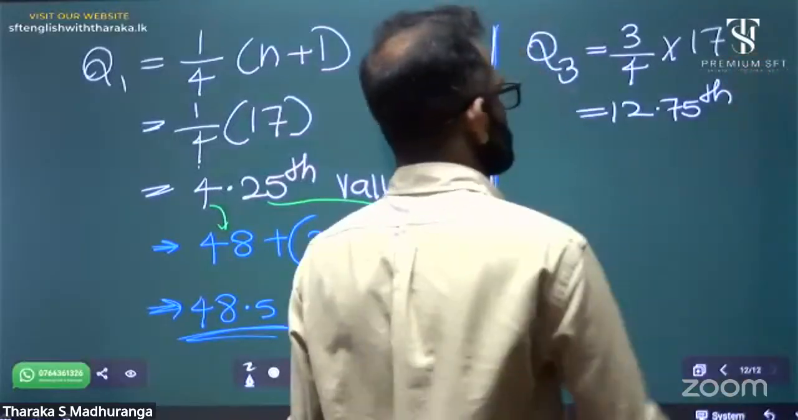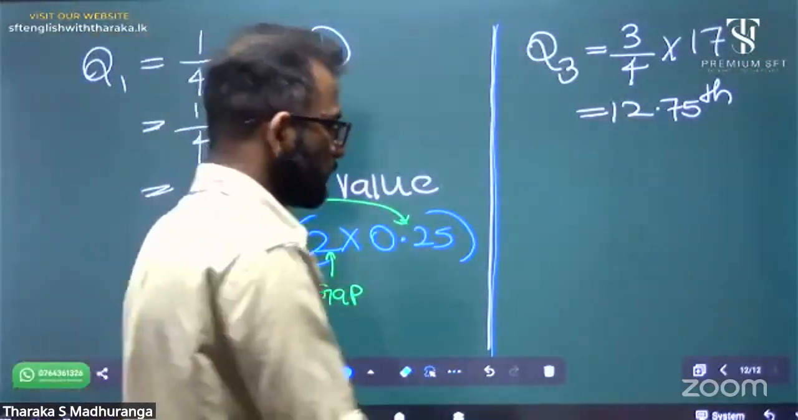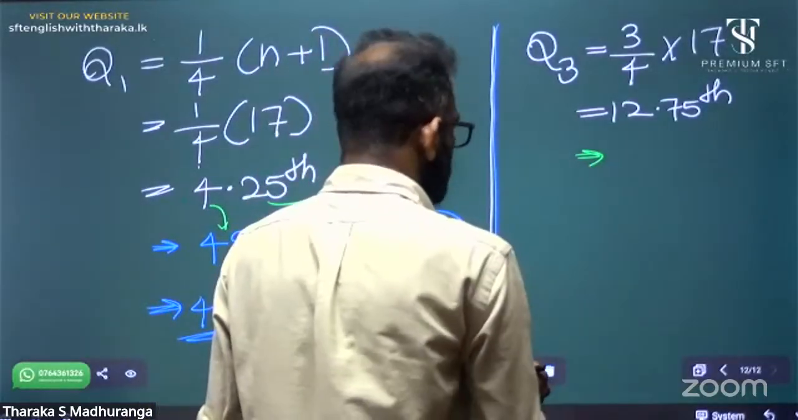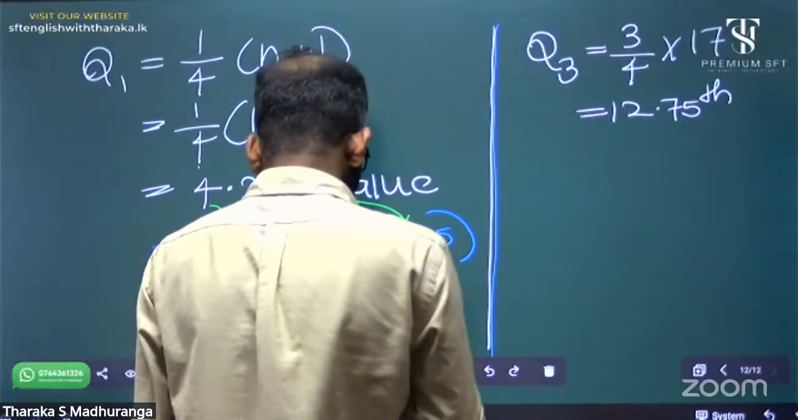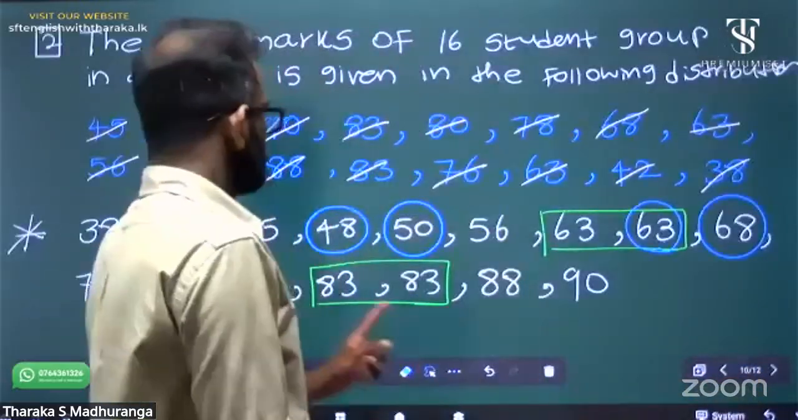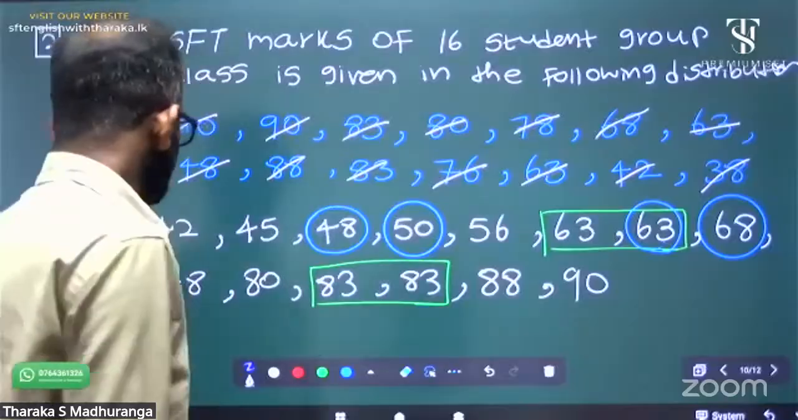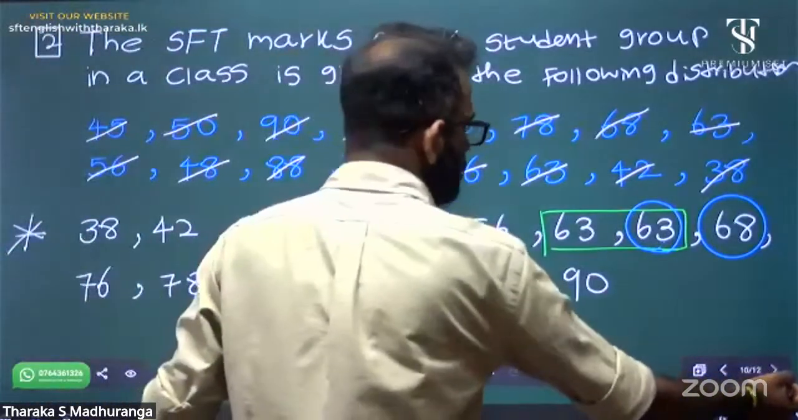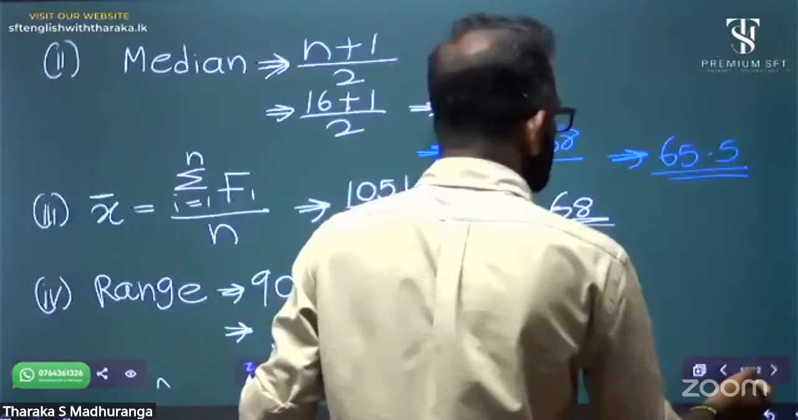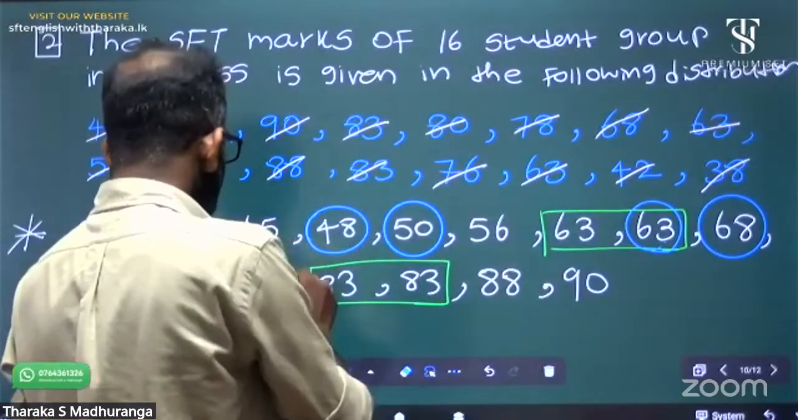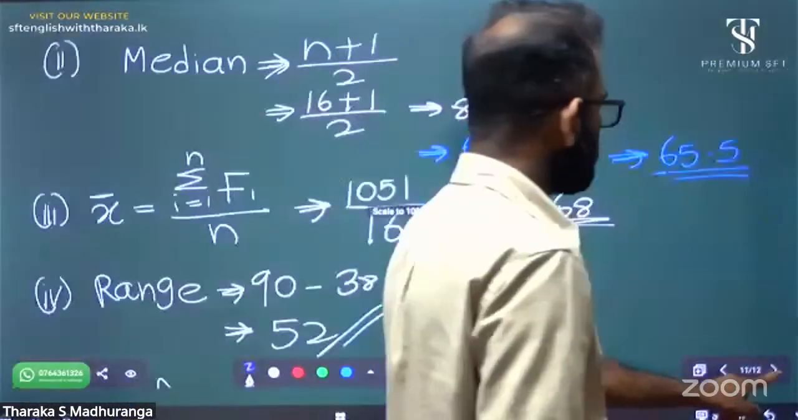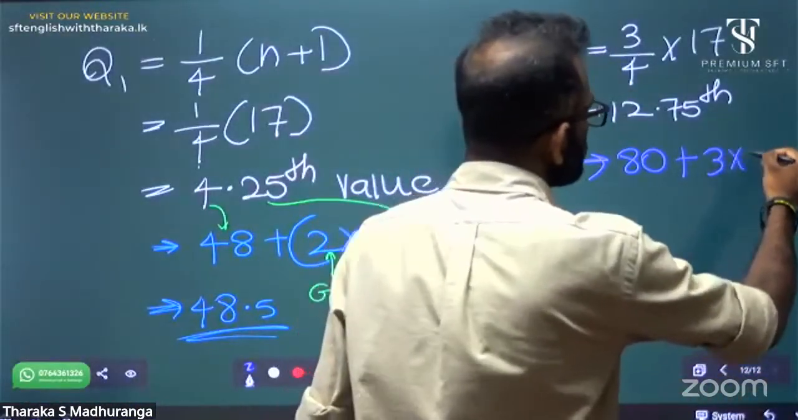The 12.75th value. Same method. You can find the 12th value. The 12th value, counting 3, 6, 9, 12, is 80. 80 plus the gap. This is the 12th value, and the gap between the 12th and 13th is 3. Now you can get 3 into 0.75.